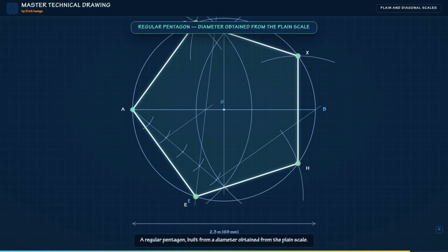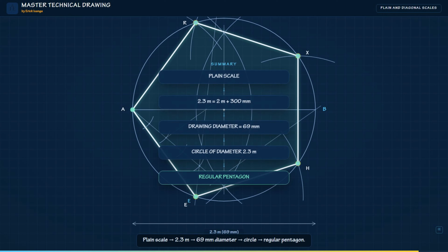Here is the finished regular pentagon, inscribed in a circle whose diameter was obtained directly from the plane scale. We constructed the plane scale, read 2.3 meters from the 2 meter to the 300 millimeter mark, transferred the distance, drew the circle, and applied the general method to construct the regular pentagon.